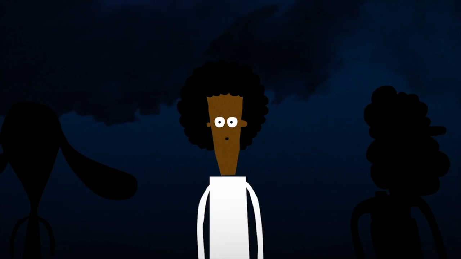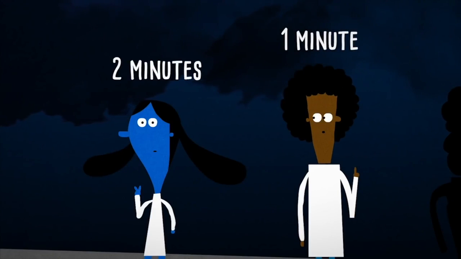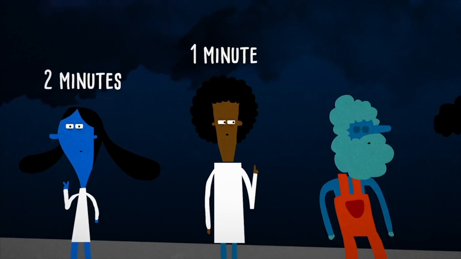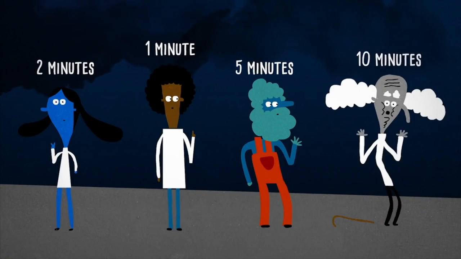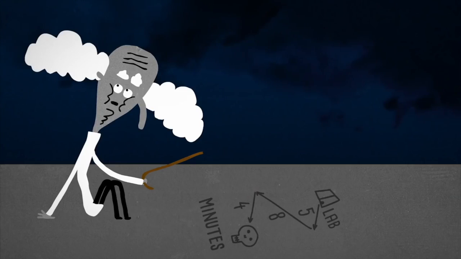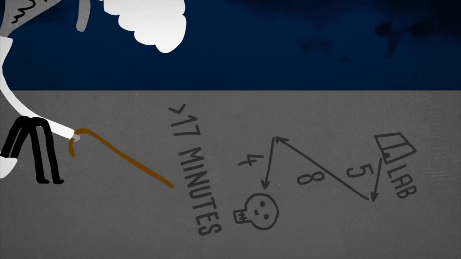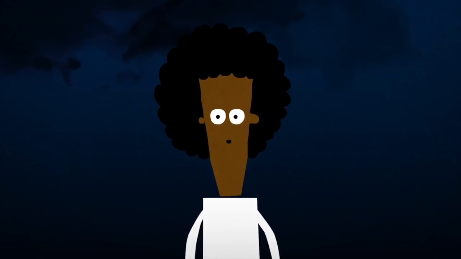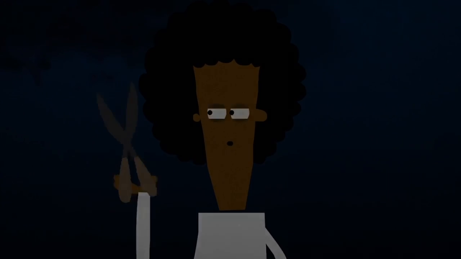You can dash across in a minute, while the lab assistant takes 2 minutes. The janitor is a bit slower and needs 5 minutes, and the professor takes a whole 10 minutes, holding onto the ropes every step of the way. By the professor's calculations, the zombies will catch up to you in just over 17 minutes. So you only have that much time to get everyone across and cut the ropes.